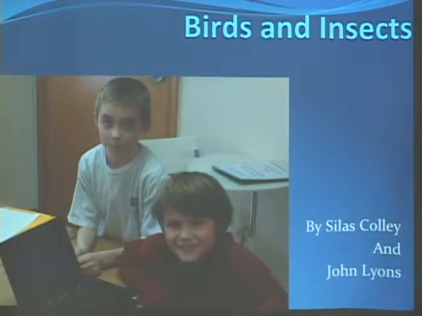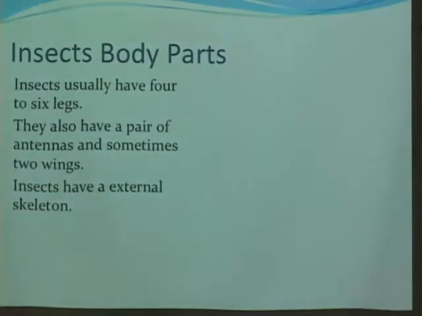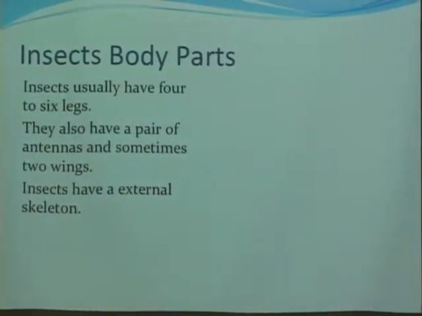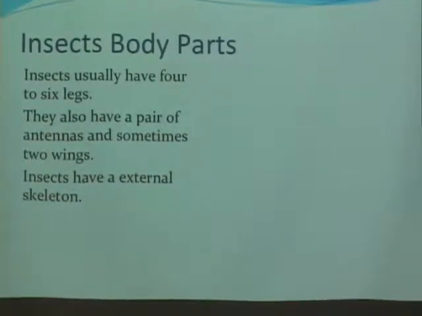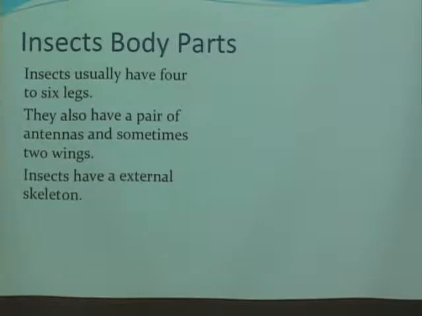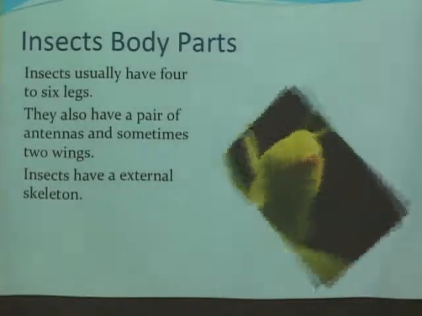Birds and insects. By Cyrus Collins and John Myers. Insects usually have 4 to 6 legs. They also have a pair of antennas and sometimes 2 wings. Insects have an external skeleton.